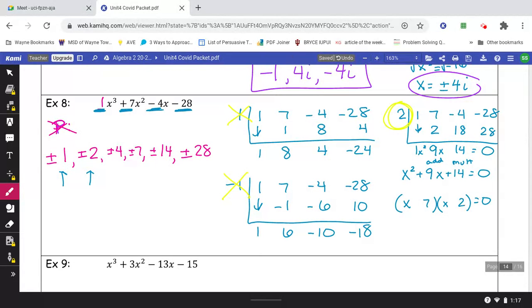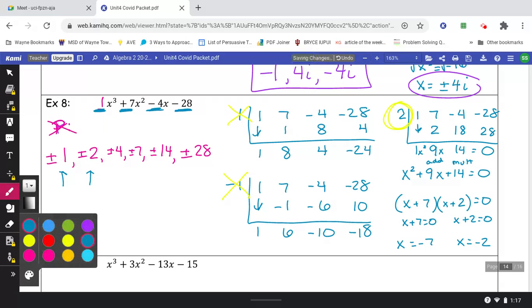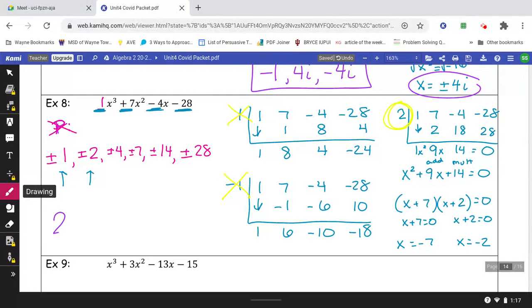My problem has all positive, so I know these are going to have to be positive. Those are considered my factors. I want to actually find my zeros, so I'll set each of those equal to 0 and solve. You could probably do that in your head. You would just get the opposite signs, -7 and -2. So when you make your final list of answers, list of zeros, you have the 2 from right here, and then you have -7 and -2.